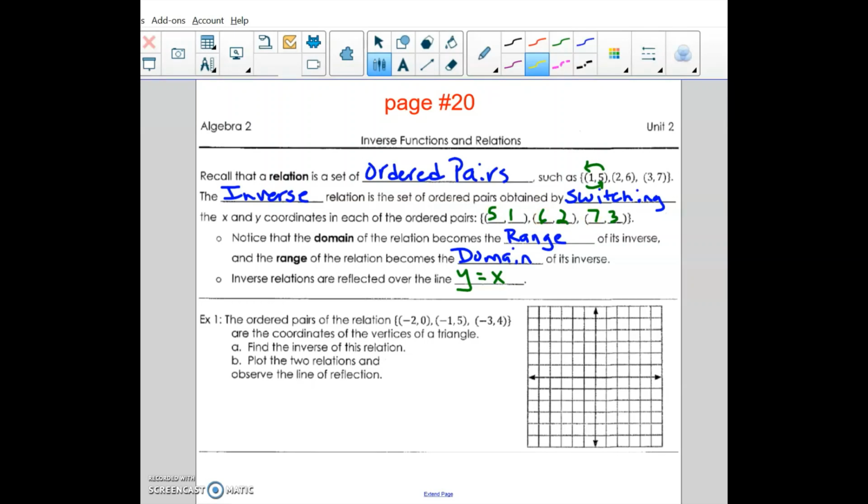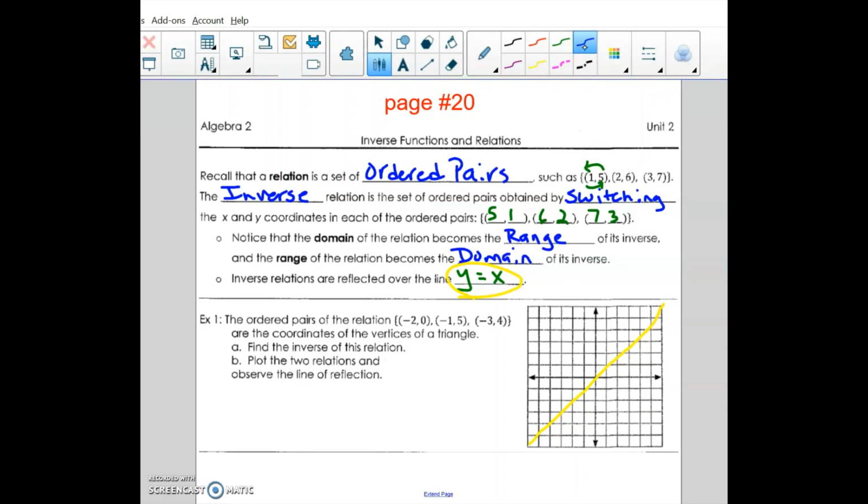Now, what it's asking us to do in the example says the ordered pairs of a relation are given to you. Find the inverse of the relation, plot the two relations, and observe the line of reflection. Now, the line of reflection should be this y equals x line. The y equals x line is a line that has 0 y-intercept and a slope of 1. So that's not the best line, but you get the idea of where it's supposed to be.